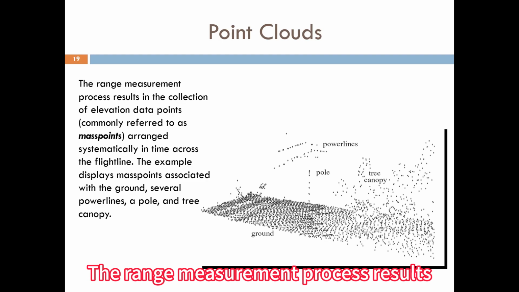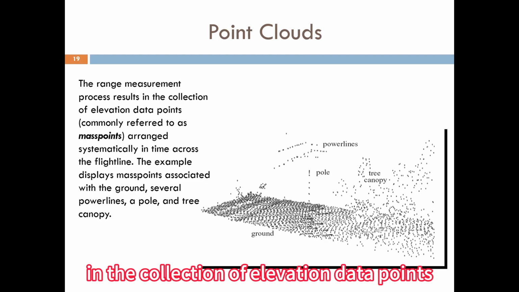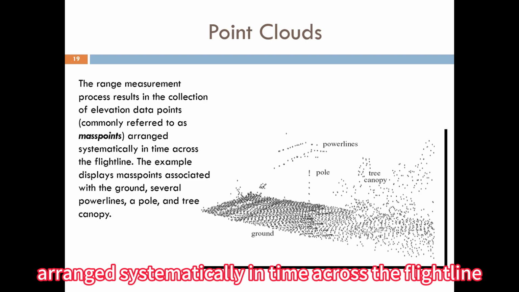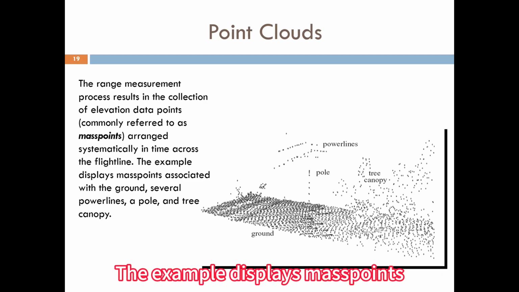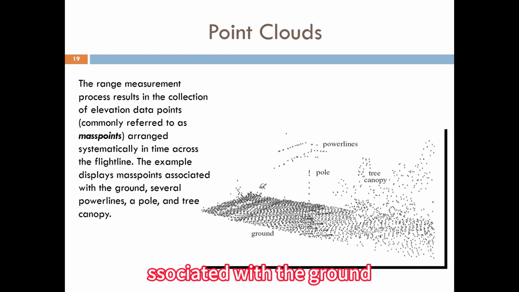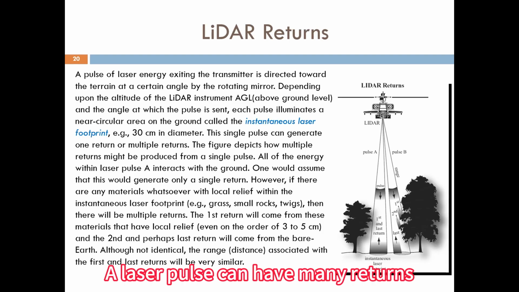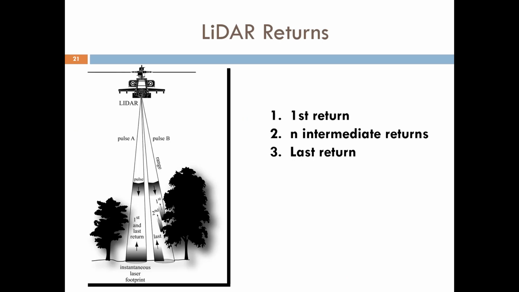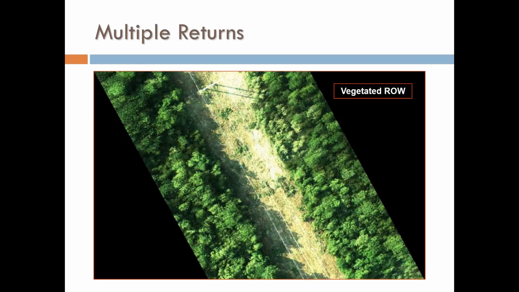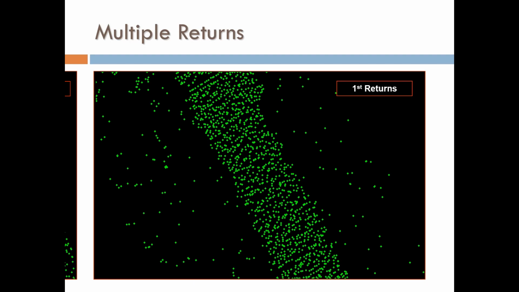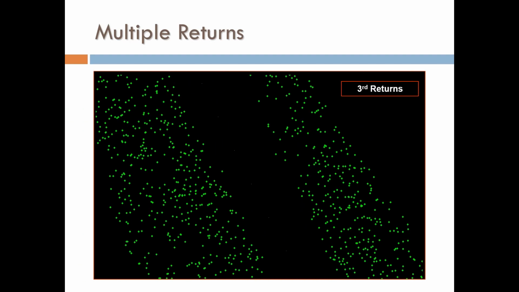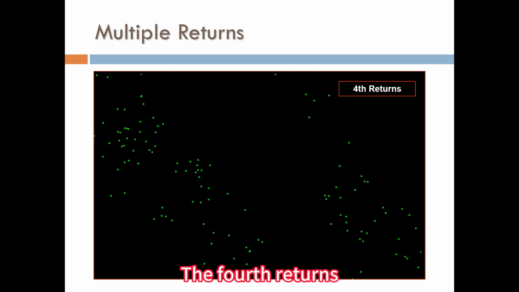The range measurement process results in the collection of elevation data points, arranged systematically in time across the flight line. The example displays points associated with the ground, several power lines, a pole, and tree canopy. A laser pulse can have many returns: the first return, some intermediate returns, and the last return. The first returns, the second returns, the third returns, the fourth returns.